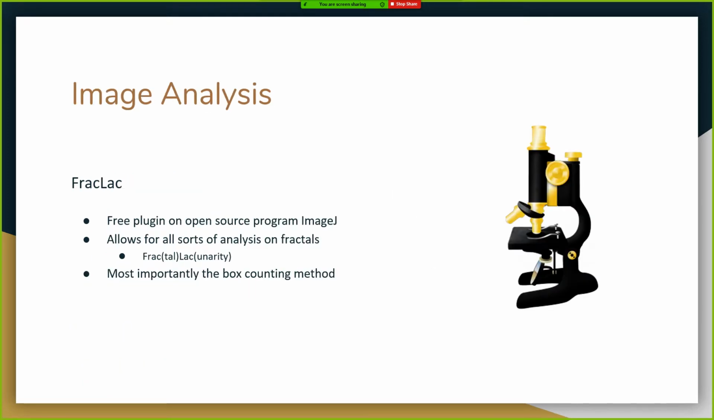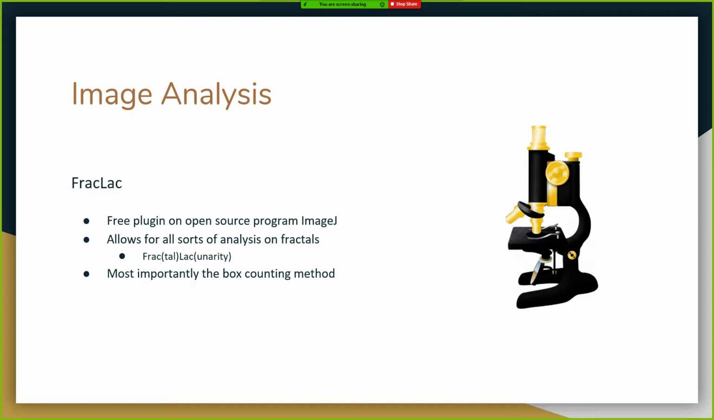So actually doing that required a bit of image analysis. Specifically, I used a free plugin for ImageJ called FracLac. ImageJ is a pretty popular open source Java program that has lots of plugins for a bunch of different things, and they just so happen to have one on all sorts of fractal analysis. So FracLac stands for fractal and lacunarity. This is pretty important because it's where the box counting method that I previously mentioned comes from. It's able to do it.